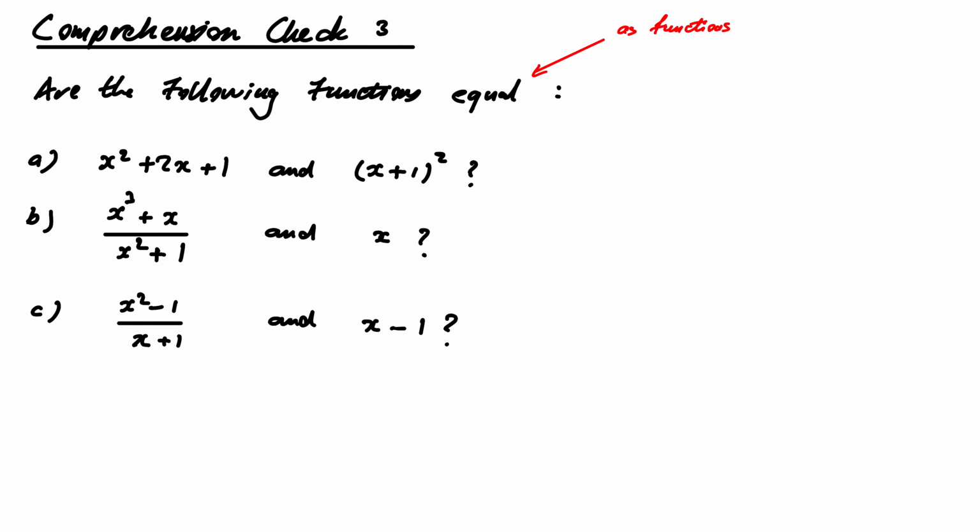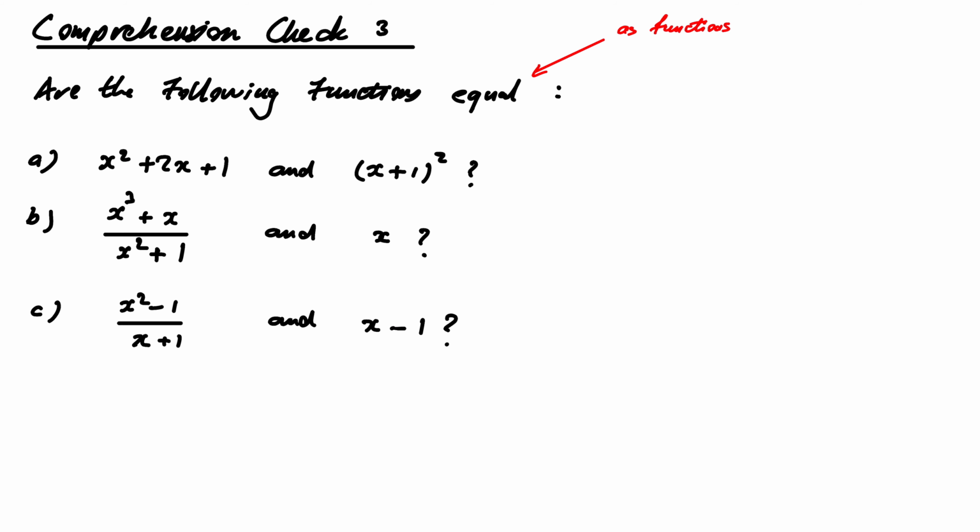Okay, so this business about functions being equal or not, it's quite subtle and it's easy to get confused about it. Two functions are equal if and only if, number one, they have exactly the same domain, completely identical. Number two, the outputs are the same for everything in the domain. So first of all, are these two guys in part A equal functions?